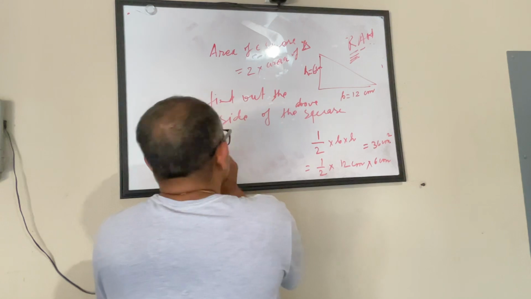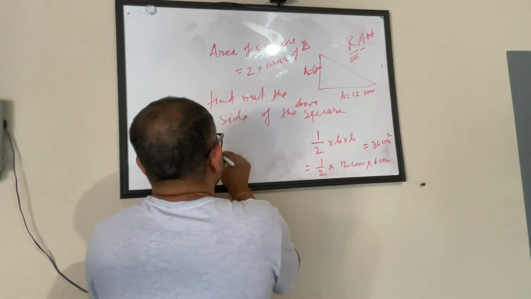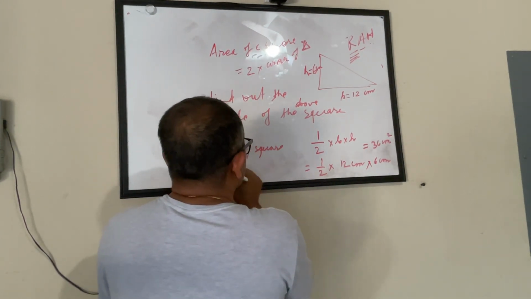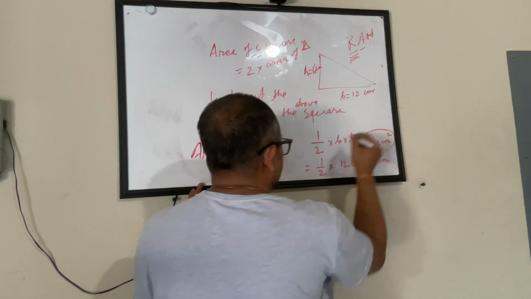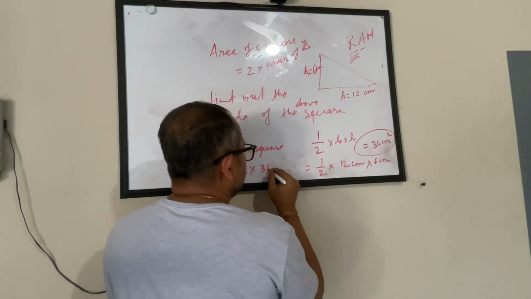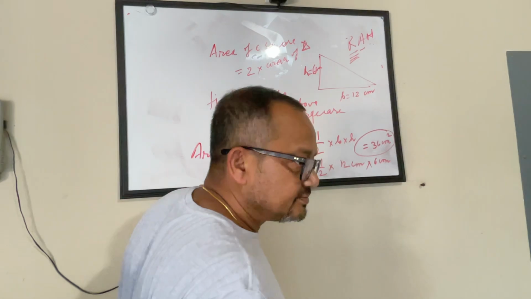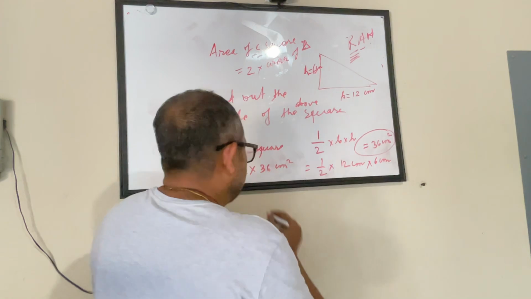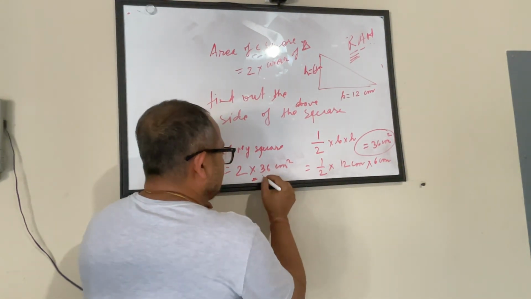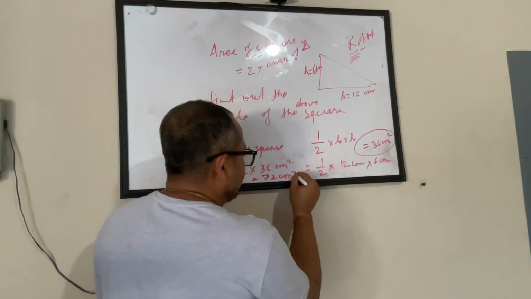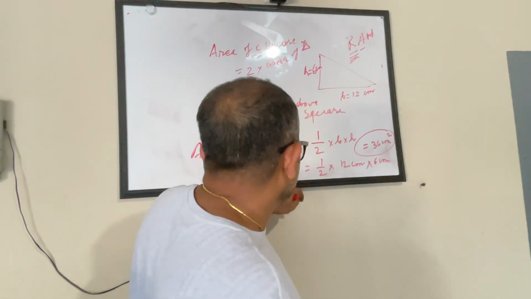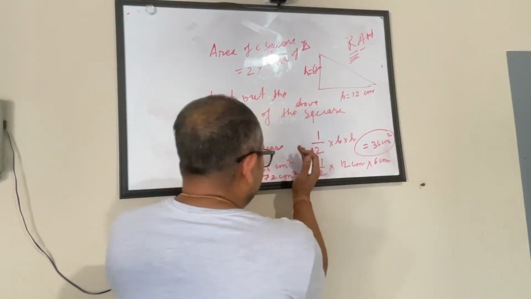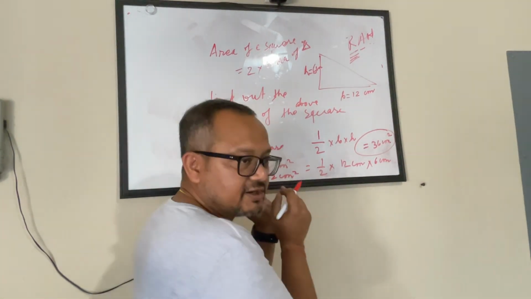So the area of my square is 2 times the area of this right angle triangle. Okay? That gives me 36 into 2, 72 centimeter square. Find out the side of the square. So I got the area of my square is 72 centimeter square.